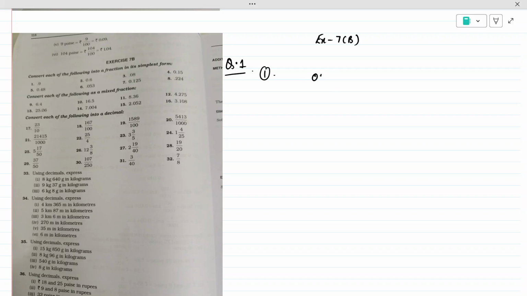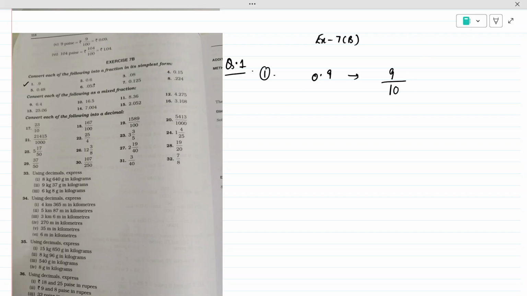I'm picking the first question here. This is 0.9 given to us, and we can write this in the form of a fraction as 9 by 10. Why 10? Because after the decimal we have only one place. Then let us try to reduce to the simplest form. There is no number except one which is a common factor of both of these two. So the answer will be the same, 9 by 10 only.